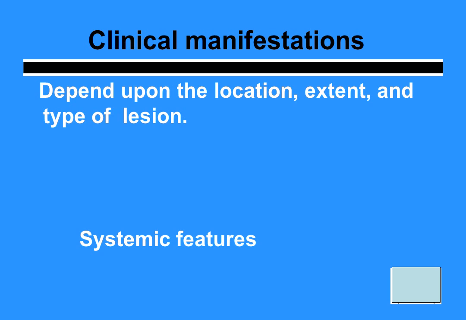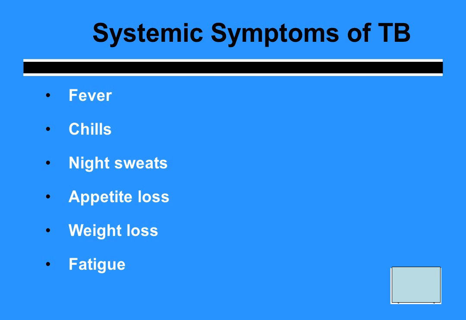So clinical manifestations of tuberculosis will depend on the location, extent and type of lesion. You will see a lot of systemic features like fever, weight loss, cough with sputum or cough with hemoptysis, that is presence of blood in the sputum. The fever is present generally in the evening or night hours, and it is associated with chills. The patient will have night sweats, appetite loss, weight loss and fatigue.